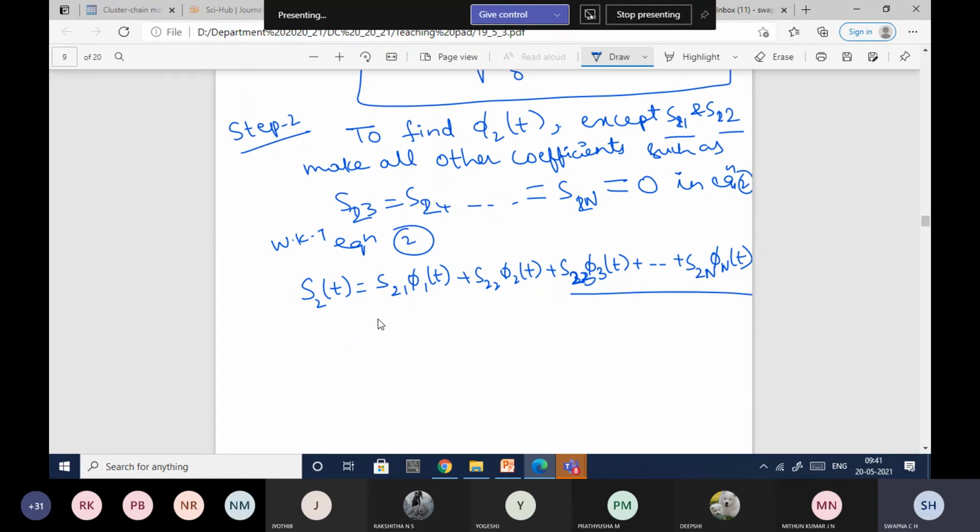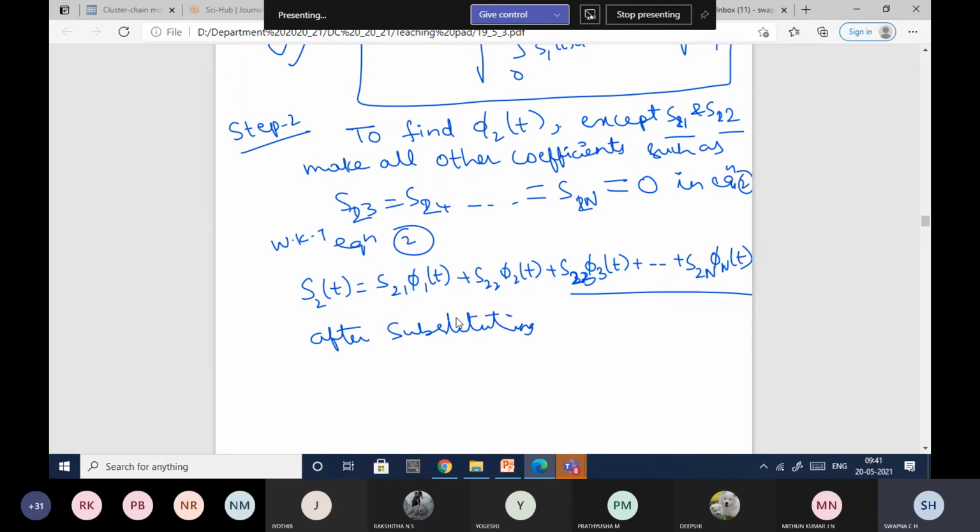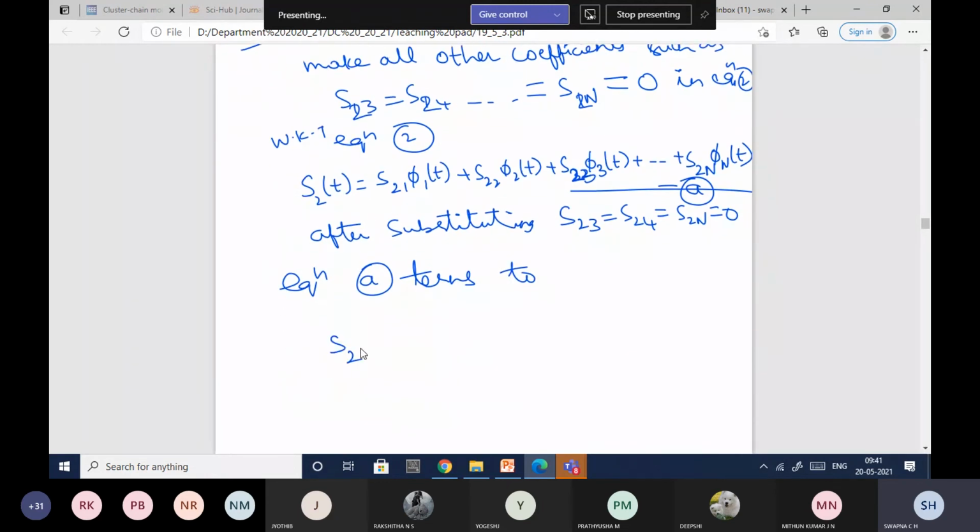So I'll be left with, after substituting S23 is equal to S24 is equal to S2n is equal to 0, this equation which I'll name as equation A. Equation A turns to S2 of t equal to S21 phi 1 of t plus S22 phi 2 of t. This I'll name as equation B.